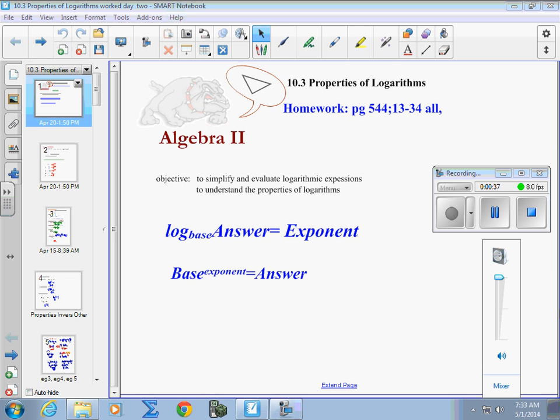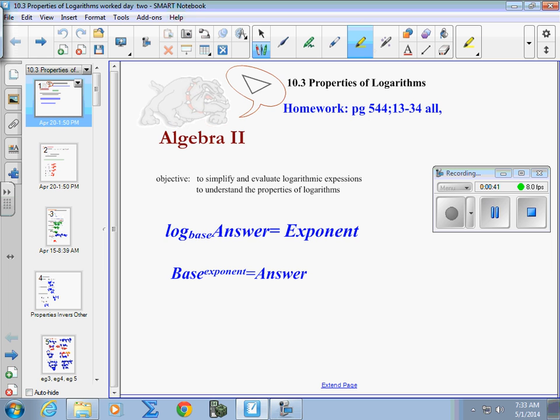I'll remind y'all of what we talked about yesterday: we have log, base, answer equals exponent. A logarithm is equal to an exponent. When we talk about exponential form, we have base raised to an exponent is equal to an answer. That's something you need to keep in mind for what we're doing today.